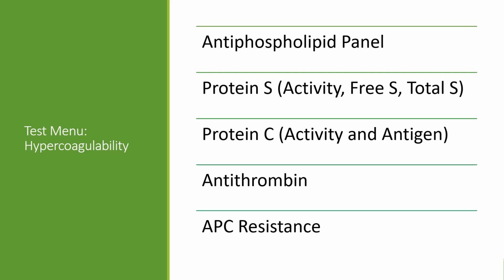Antiphospholipid panel is done for antiphospholipid antibody, which can stimulate coagulation due to interactions with phospholipids on the surface of the membrane of platelets. So all of these things can kind of show us where the balance is no longer able to be kept in check, and therefore coagulation gets out of hand.